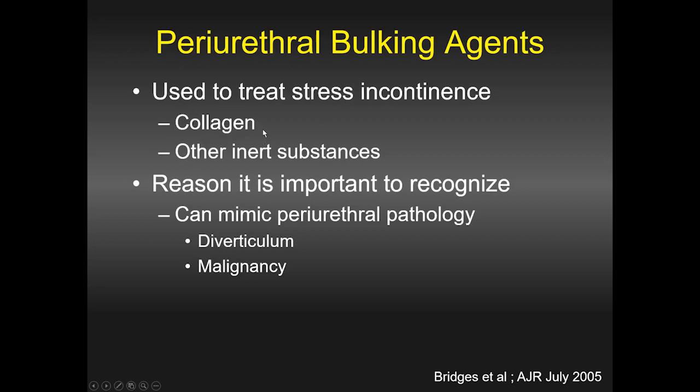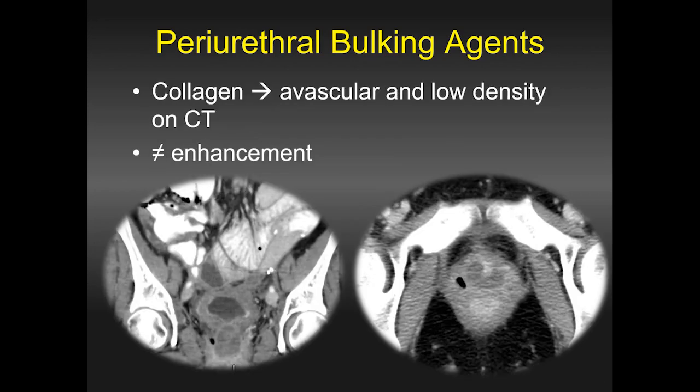Typically, the common agent that is used is collagen. There can be other inert substances that can be used. And as I mentioned, based on the location where these are instilled, they can mimic periurethral pathology, specifically a diverticulum. So again, if you have something that looks like a diverticulum, always look in the patient charts to make sure that the patient has not had a periurethral bulking agent installation.